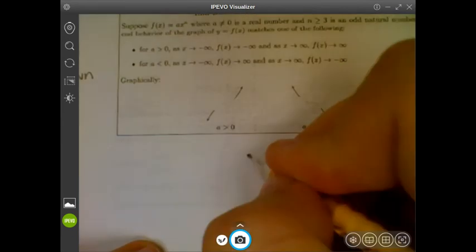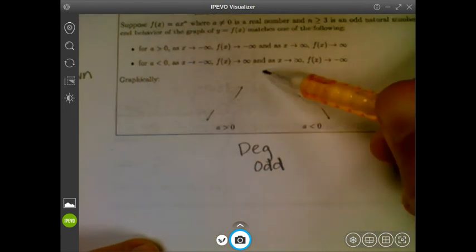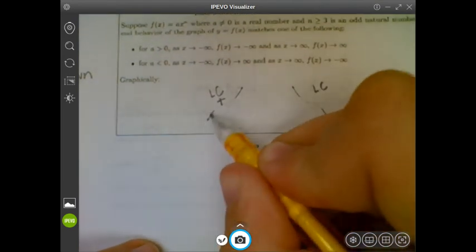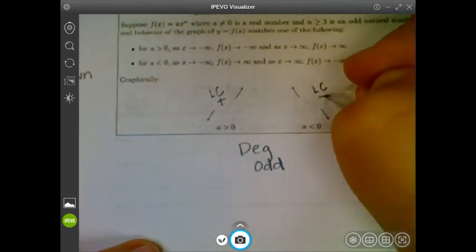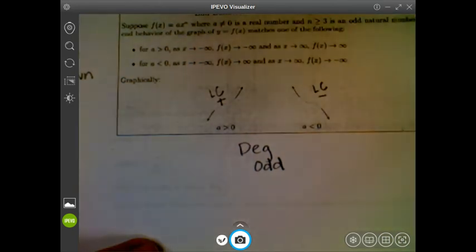All right, if your degree is odd, then what's going to happen is they're going to go opposite directions, your ends are. And so I always remember odd, opposite, they both start with O. So if I have an odd degree, I'm thinking they're opposite of each other. And then once again, it just depends on the leading coefficient. If the leading coefficient is positive, which is what this means, greater than 0, it's going to go down on the left side and up on the right side. And if your leading coefficient is negative, it's going reverse of that, up on the left and down on the right. And that's what it says here.